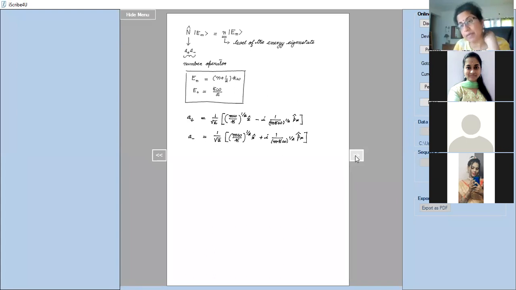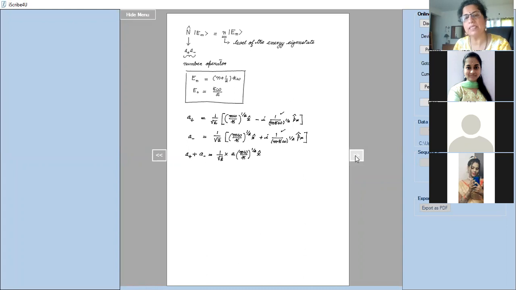This is how we defined a plus and a minus. Now it should be very simple for us to write x and px in terms of a plus and a minus. How do we do this? So for x, let's add up a plus plus a minus. What will you get? You will get essentially 1 by root 2 into 2 m omega by h cross power half x, and the other two terms, this term and this term, will just cancel each other out, right?